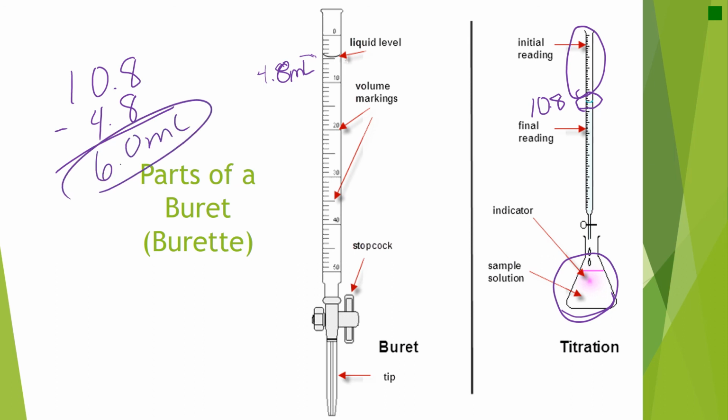All right, so you will have to know these terms of burette, tip, stopcock, and also how to read the burette as far as the volume goes. And once again, the key to that is that it actually starts from the top and goes down. It's not from the bottom up. All right. Hopefully you have a basic understanding, and we'll practice this lots in class.